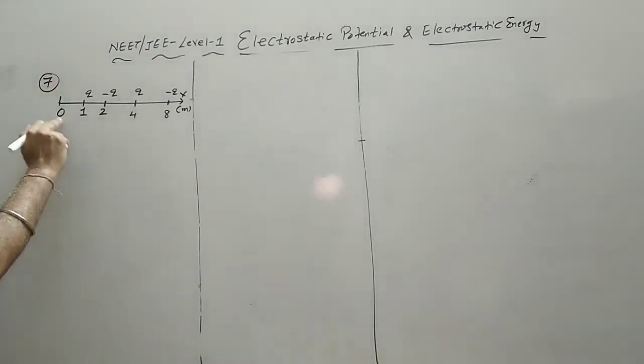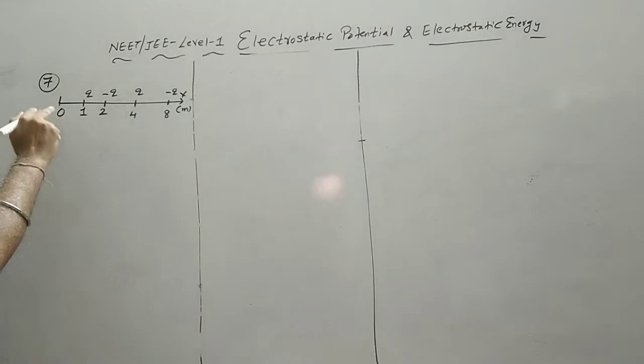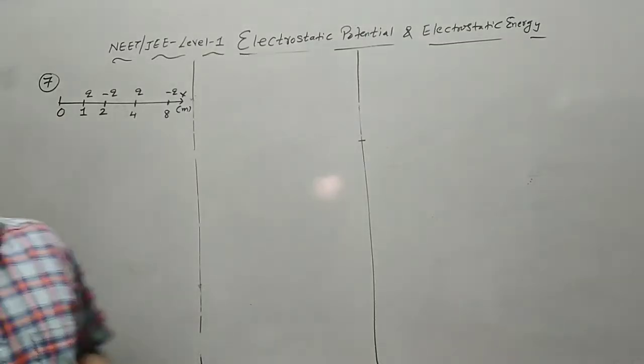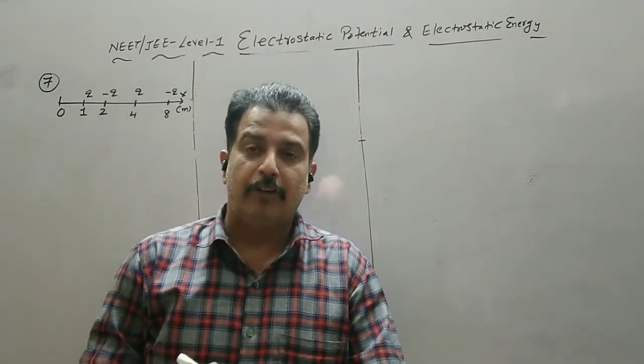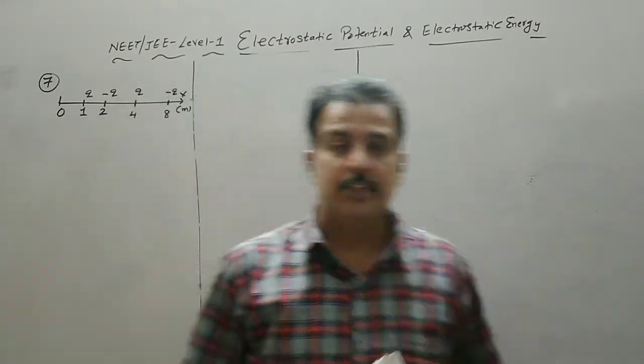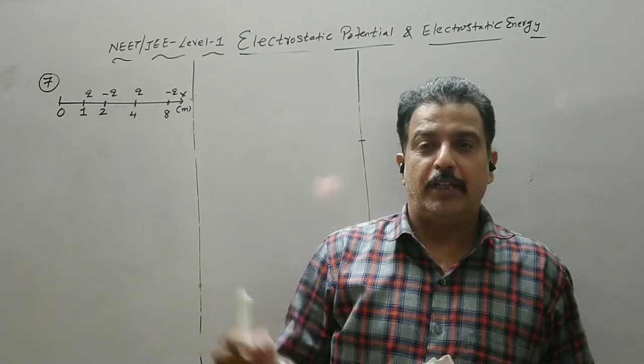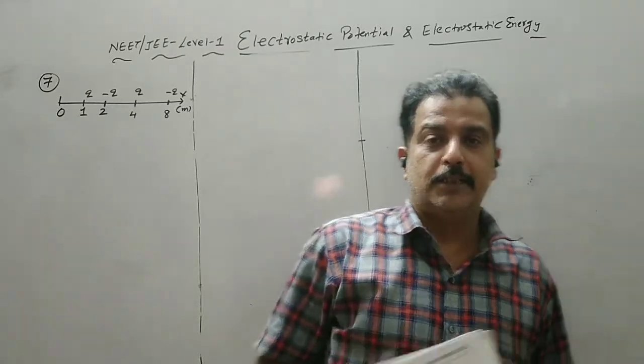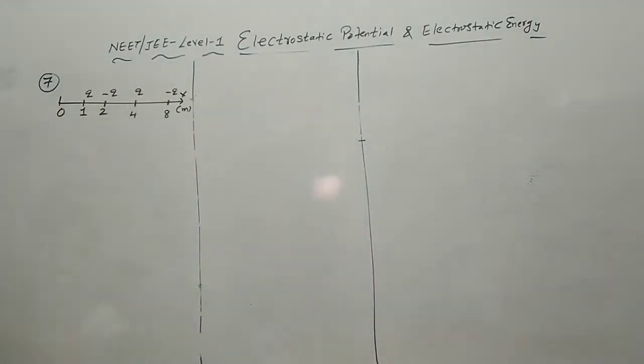We have to find out the potential at the origin. So potential means the work required to be done against the electric field of the sources. Now here there is a system of sources. Potential is a scalar quantity. We will find the potential due to individual charges, and then we do the algebraic summation because it is a scalar quantity.